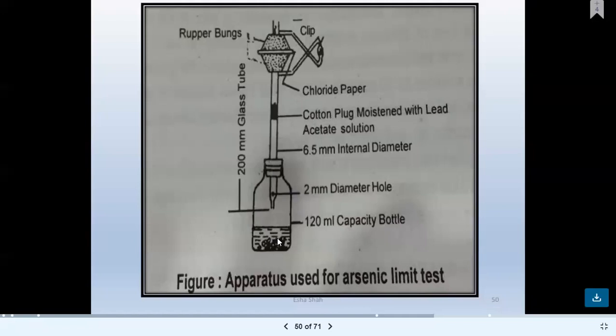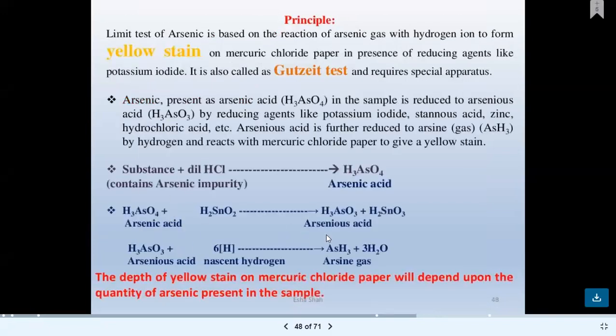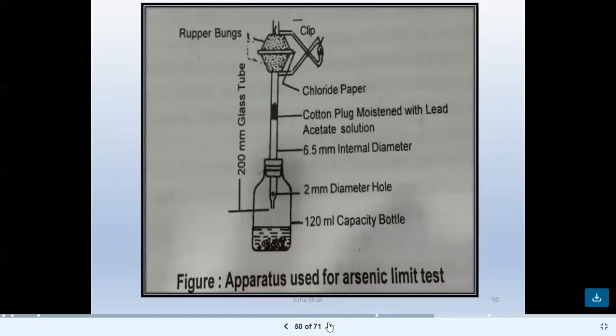After addition of HCl and water, we are going to add potassium iodide, stannous chloride, and so on. After addition of the reagents, the arsenic acid will get converted into arsenious acid. All these reactions, the 3 steps, occur in a 120 ml capacity bottle. All these reactions occur due to the presence of reducing agents, that is potassium iodide, stannous chloride, HCl, zinc, etc.